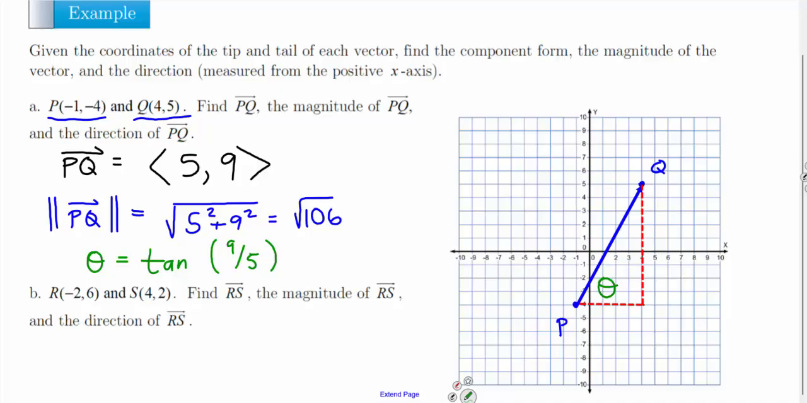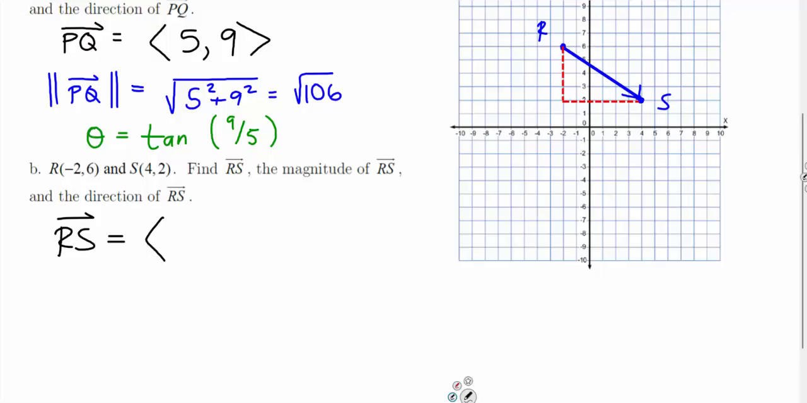Okay, please try B on your own. You can draw if you want, but you don't need to draw if you don't need the visual. Okay, let's start with the component form first. Careful. Evelyn, what's the component form of RS? Good, right? 6, -4. How do you find the magnitude?